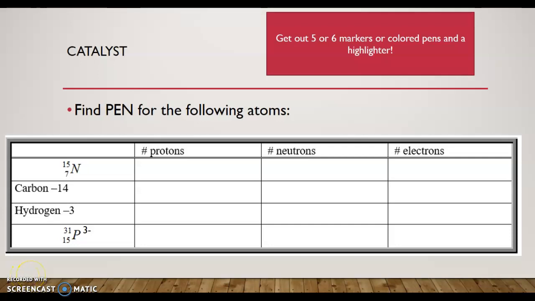Welcome to today's 3.3 lesson on the properties and organization of the periodic table. Here's your catalyst. When you are done, please make sure that you check with a neighbor.